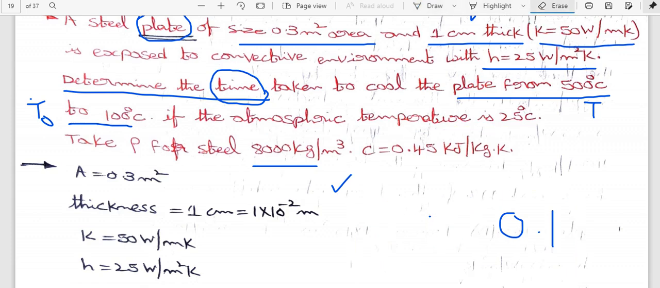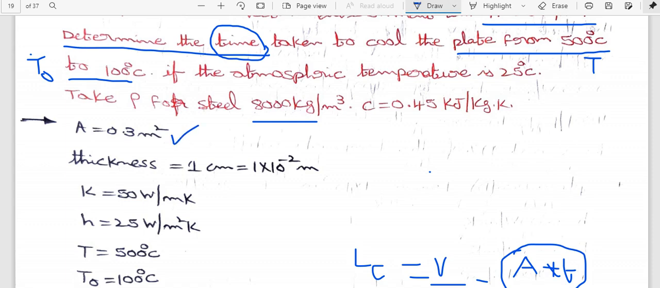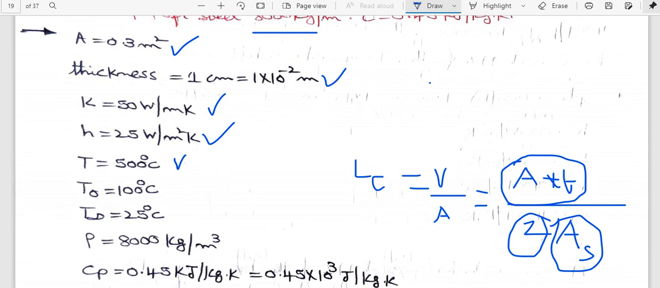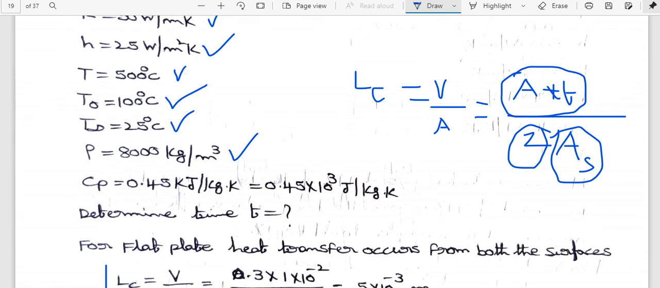First we need to write all the details given in the problem. Area equals 0.3 and thickness equals 1 centimeter, converted into 1 into 10 power minus 2. Thermal conductivity is 50, h is 25, T equals 500, T0 equals 100, T infinity equals 25, and density equals 8000. Cp in terms of kilojoule, where kilo means 10 power 3, so 0.45 into 10 power 3 joule per kg Kelvin.